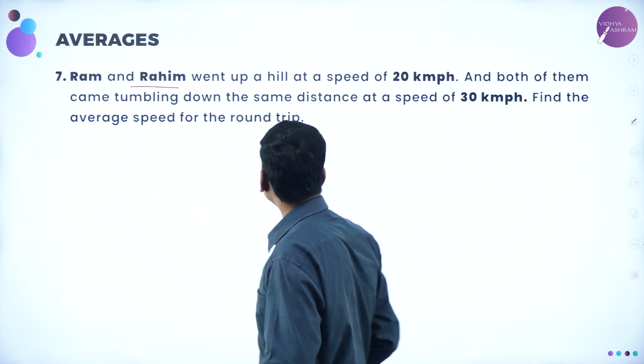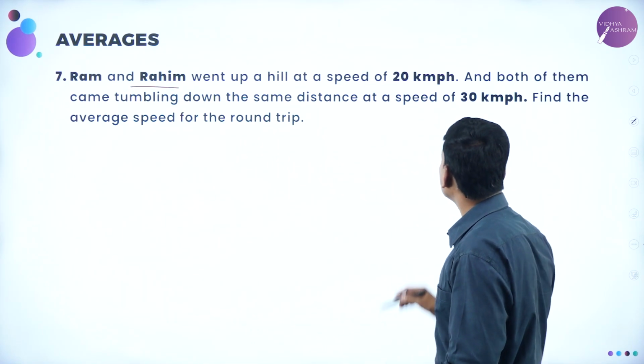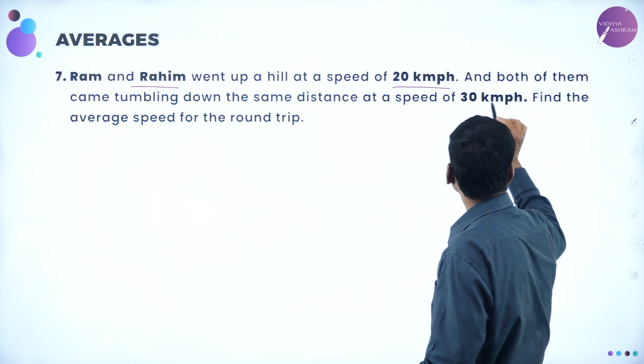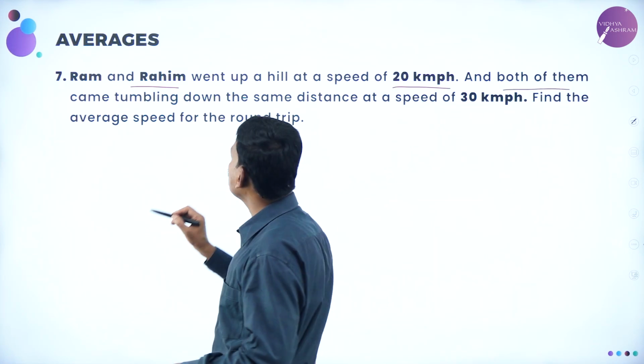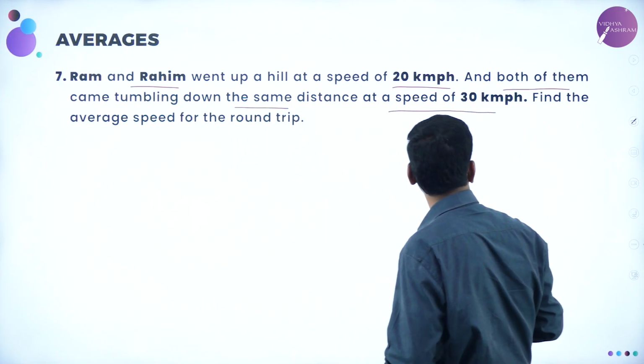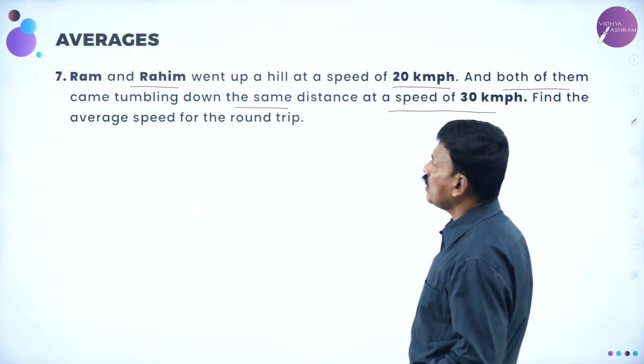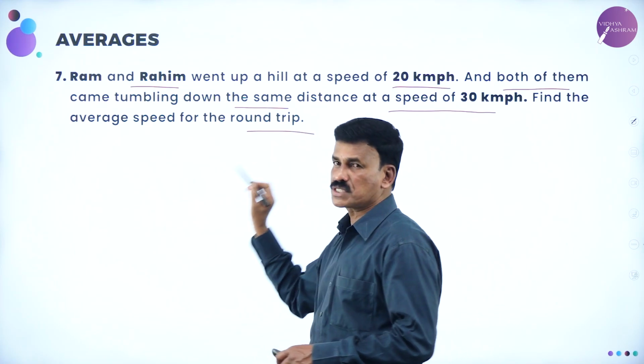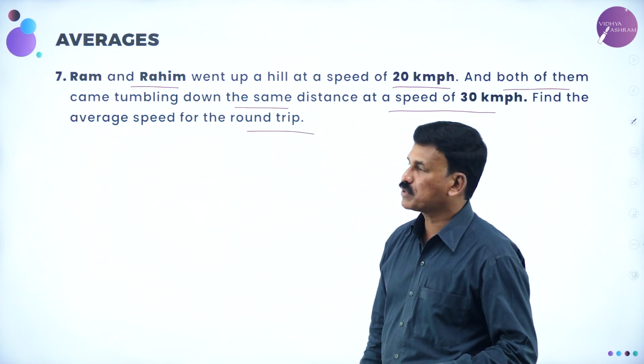Ram and Rahim went up a hill at a speed of 20 kilometers per hour and both of them came tumbling down the same distance at a speed of 30 kilometers per hour. Find the average speed of both the rounds. This is a very important type of problem.